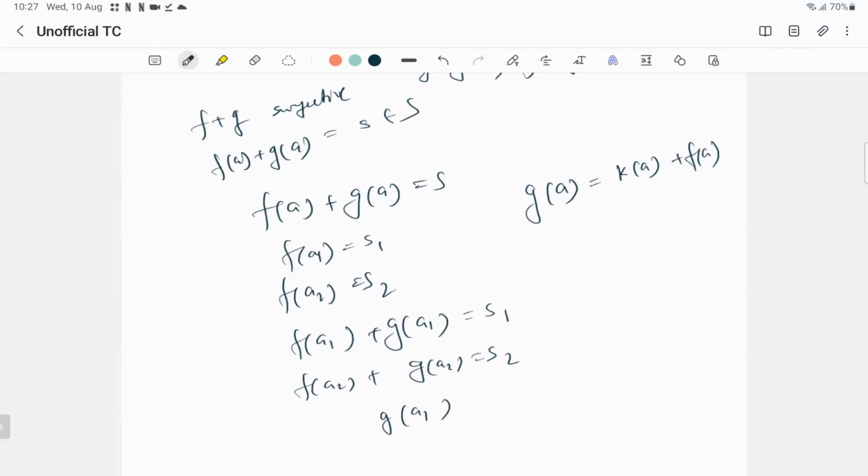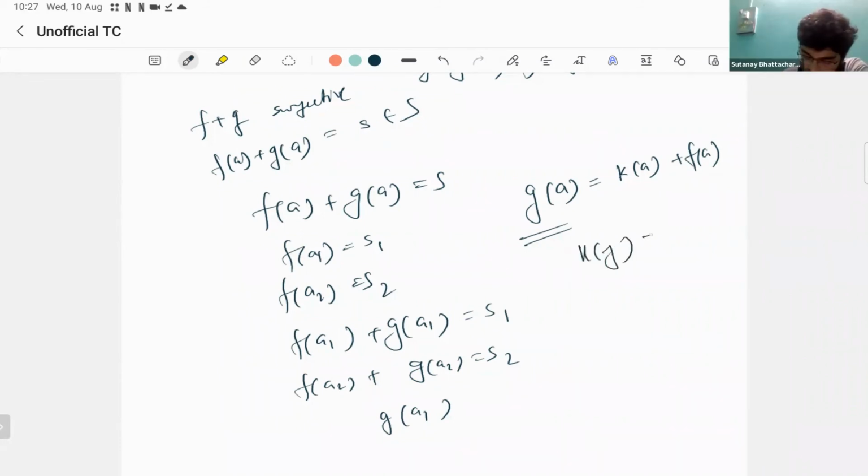Yes. We want some M such that M is equal to K of A. We can make G take any values, and we need to prove that some M is equal to K of some J. We want J such that this holds. So we take some A such that G of A is equal to M plus F of A.